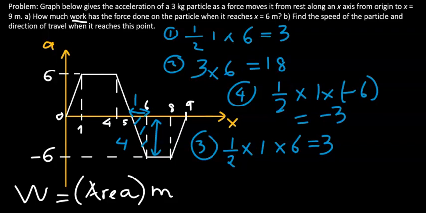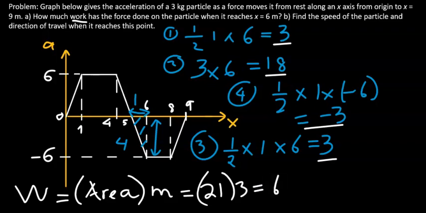So let's calculate all the area. Let's add them up. 3 plus minus 3, that is 0. And then you have 3 plus 18, that's 21. So 21 times mass, mass is 3. So it is 63 joules. So that's the answer for part A.